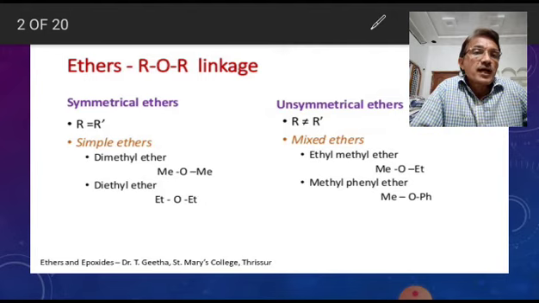IUPAC name of ethyl methyl ether: the oxygen atom must be attached with the smaller alkyl group. The correct IUPAC name of ethyl methyl ether is methoxyethane. Now, the IUPAC name of methyl phenyl ether is methoxybenzene. So, whenever we write the IUPAC name of mixed ethers, oxygen must be included along with the smaller alkyl group.